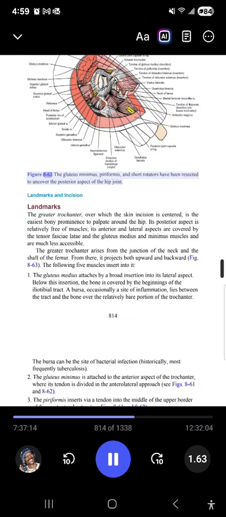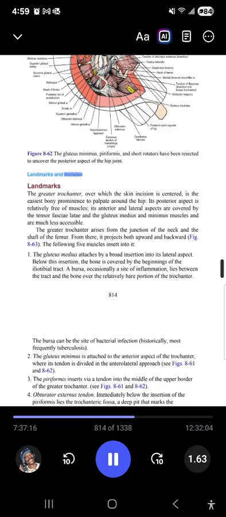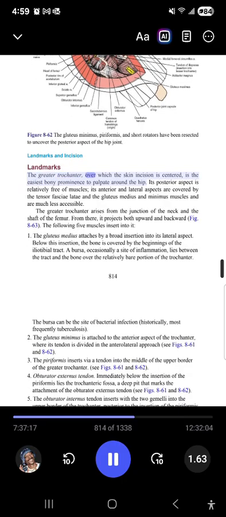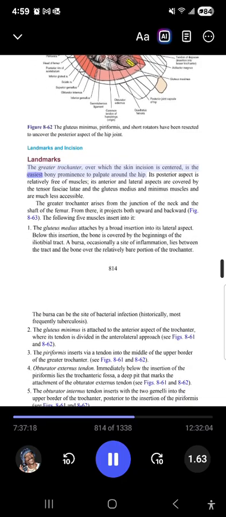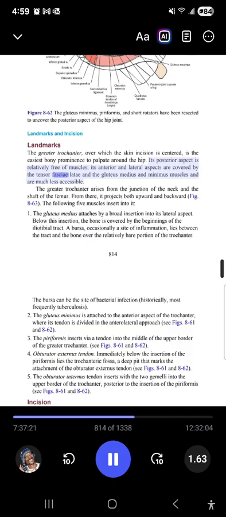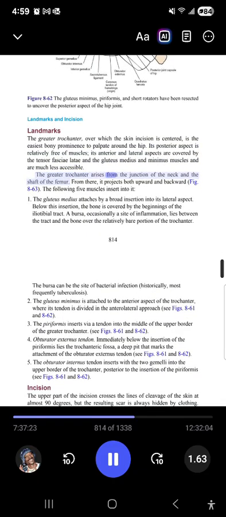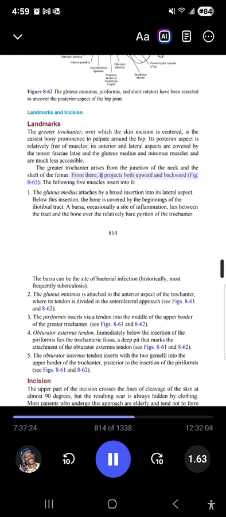Figure 8-62: the gluteus minimus, piriformis, and short rotators have been resected to uncover the posterior aspect of the hip joint. Landmarks and incision. Landmarks: the greater trochanter, over which the skin incision is centered, is the easiest bony prominence to palpate around the hip. Its posterior aspect is relatively free of muscles. Its anterior and lateral aspects are covered by the tensor fasciae latae and the gluteus medius and minimus muscles and are much less accessible. The greater trochanter arises from the junction of the neck and the shaft of the femur. From there, it projects both upward and backward.